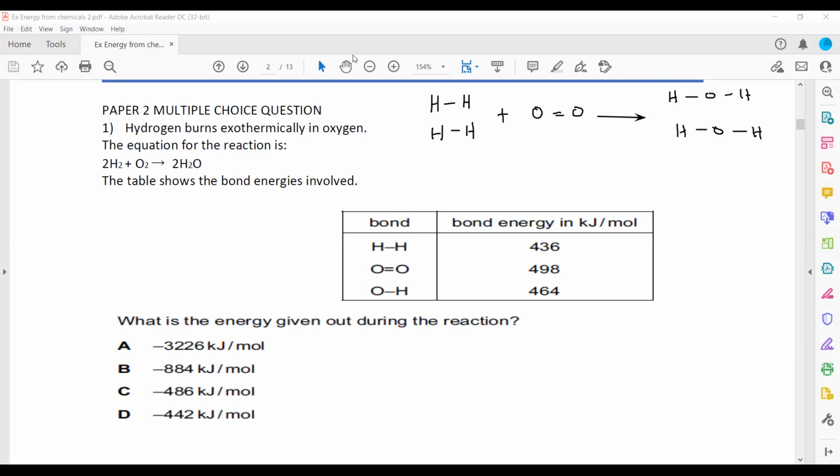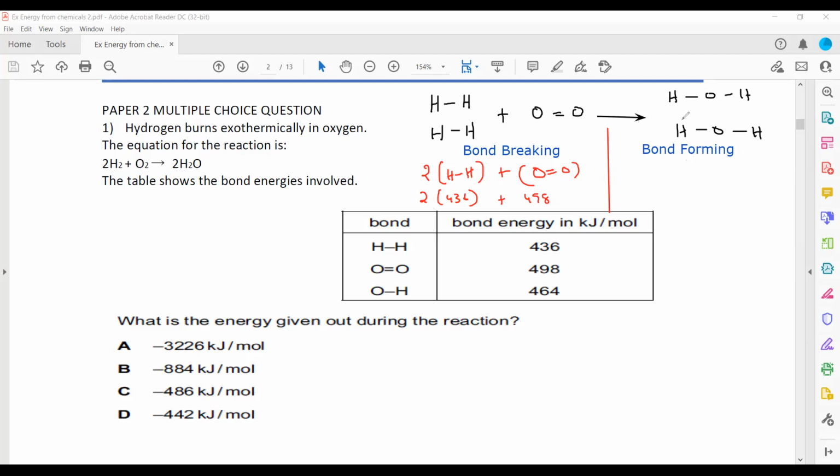The reactant side will be the bond breaking, and the product side is the bond forming. So when we substitute the values, each hydrogen bond is 436. There are 2 hydrogens, plus 1 oxygen double bonded with oxygen. So it will be 2 times 436 plus the oxygen double bond, which is 496.